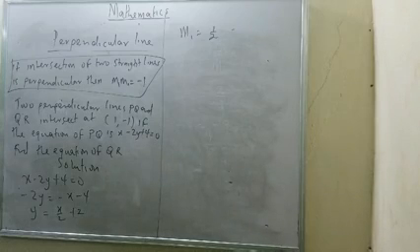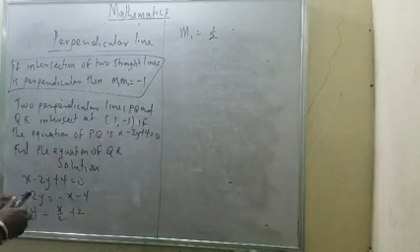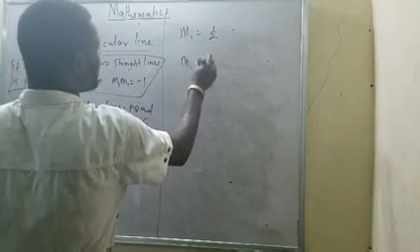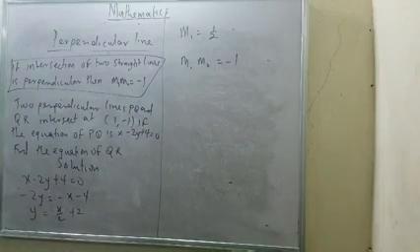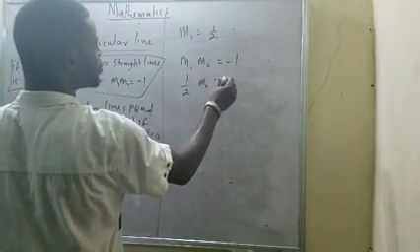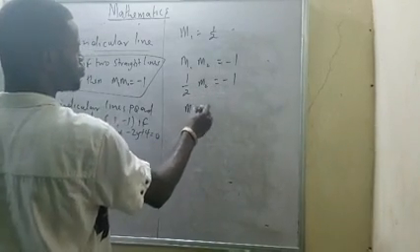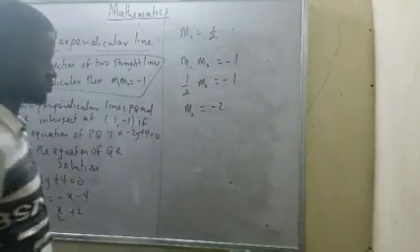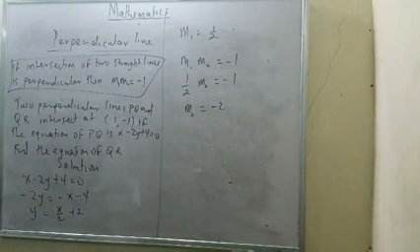Since my M1 equals 1 all over 2, what can I do to the next one? I will continue by having M1 times M2 equals minus 1. It means my M1 is already 1 all over 2, so 1 all over 2 times M2 equals minus 1. It means my M2 equals minus 2. Yes, my M2 equals minus 2.